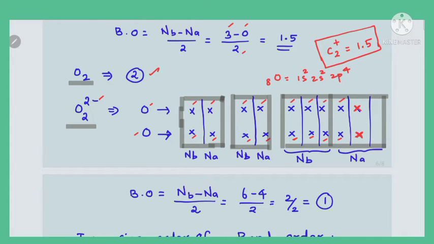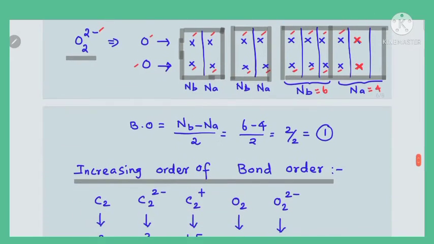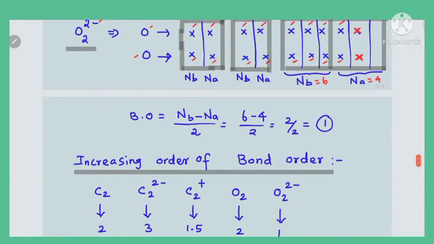Now you can see that in the valence orbitals the bonding molecular orbitals are completely filled, so the NB value is 6. The anti-bonding molecular orbitals are filled with 4 electrons, so the Na value is 4. Now let us substitute these values in the formula. NB is 6, Na is 4, divided by 2, so 2 by 2 gives 1. Therefore the bond order of the O2 2 minus ion is 1. So now we have completed calculating the bond orders.